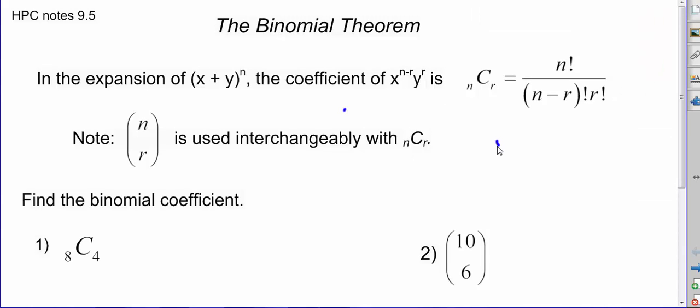Pre-calculus students, these are your 9.5 notes, the binomial theorem. We're going to take a look at some work from our good friend Pascal from many years ago.